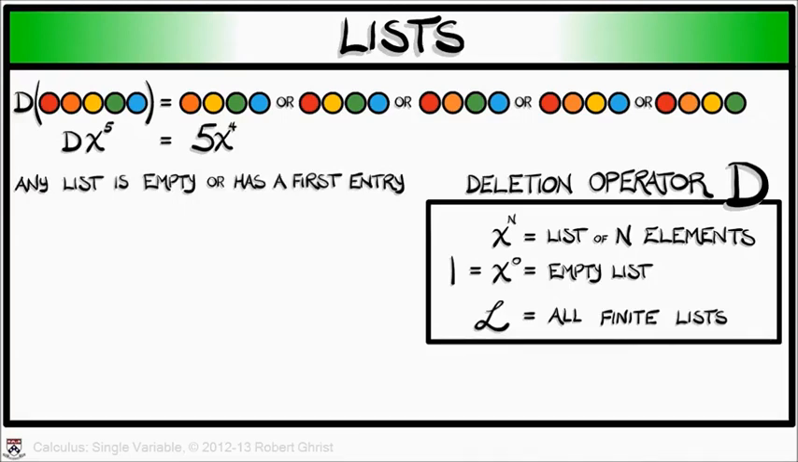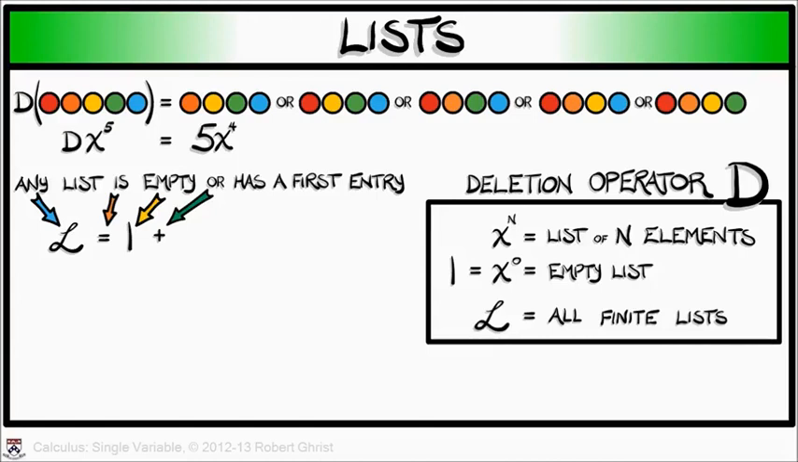Here's a statement. Any list is empty or it has a first entry. I hope you'll agree that that's intuitively true. What does it mean in this language that we're constructing? Well, any list certainly means L. That's our collection of all finite lists. What does it mean that it could be empty? Well, that means that it could be 1. What does OR mean? Oh, OR is our formal addition.